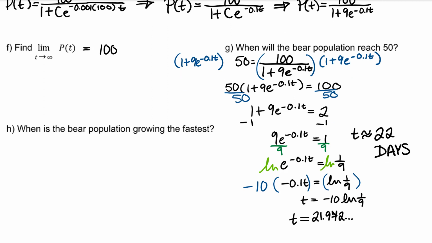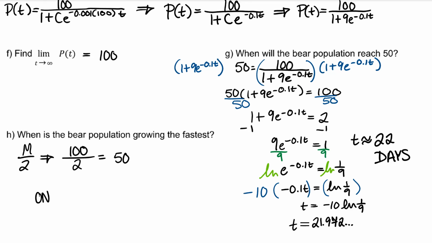When is the bear population growing the fastest? Logistic growth population is the fastest at its inflection point, where the y value is m divided by 2. Our maximum or carrying capacity is 100, so m divided by 2 is 50. Oh hey, when will the population be 50? We already solved that. At t equals 21.9 blah blah blah. When is the bear population growing fastest? On day 22, or on the 22nd day.